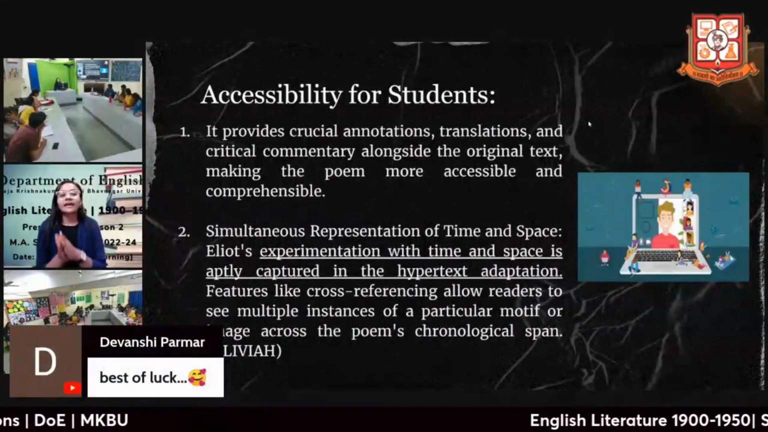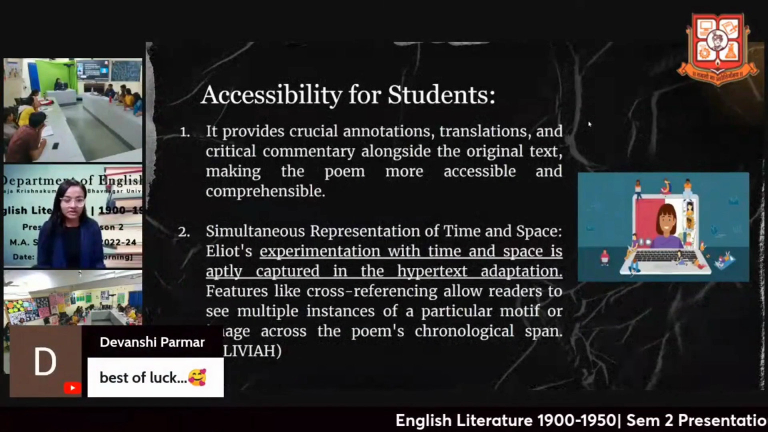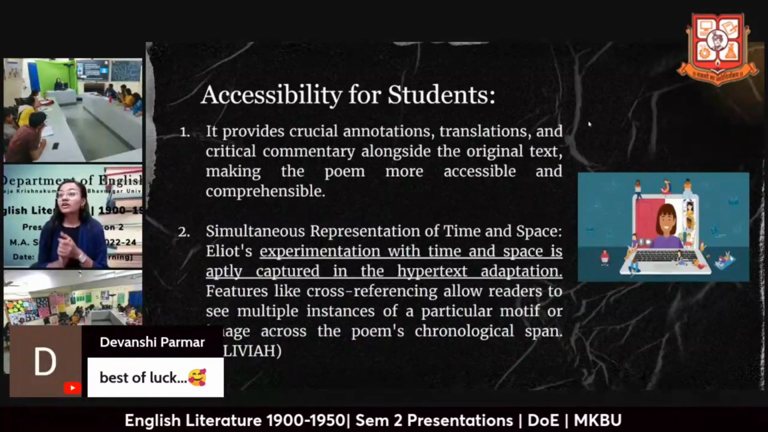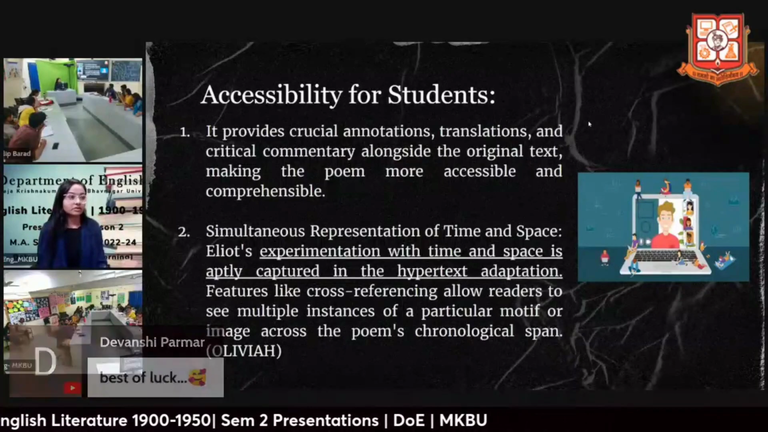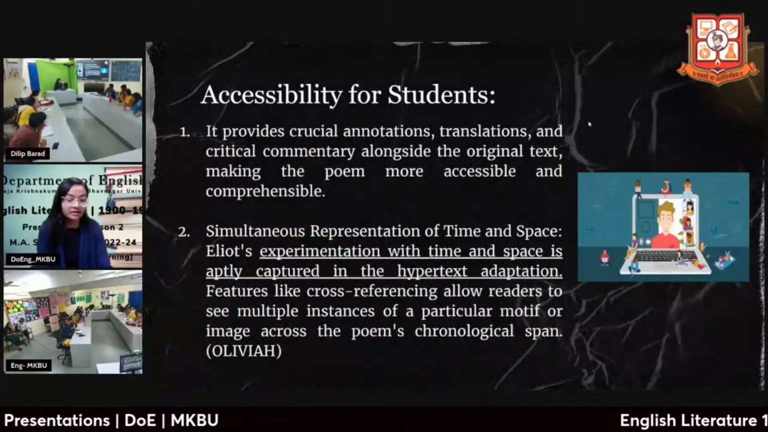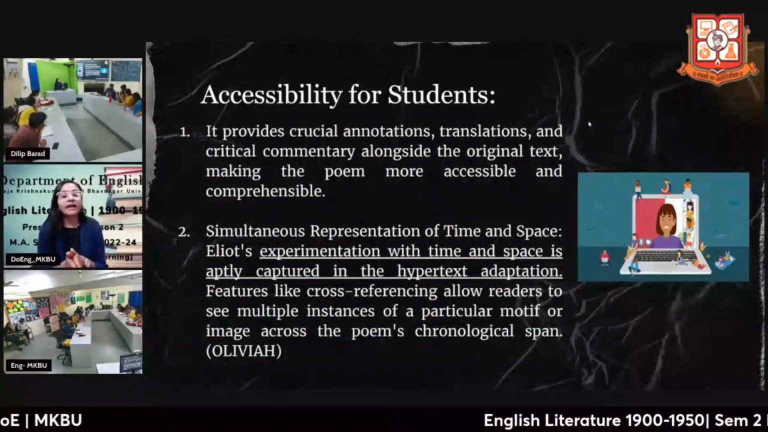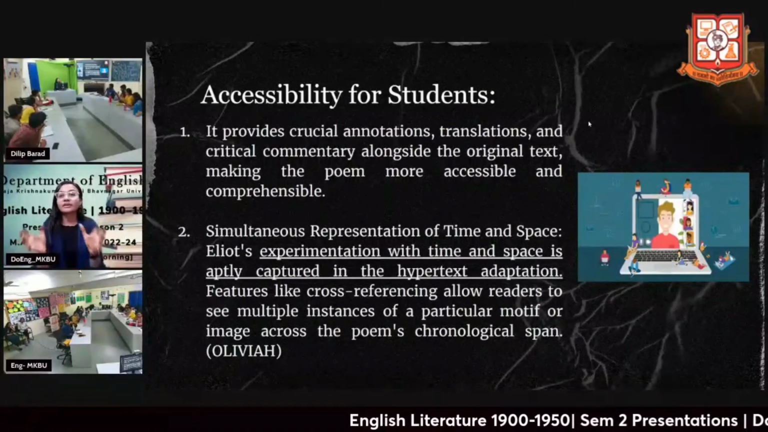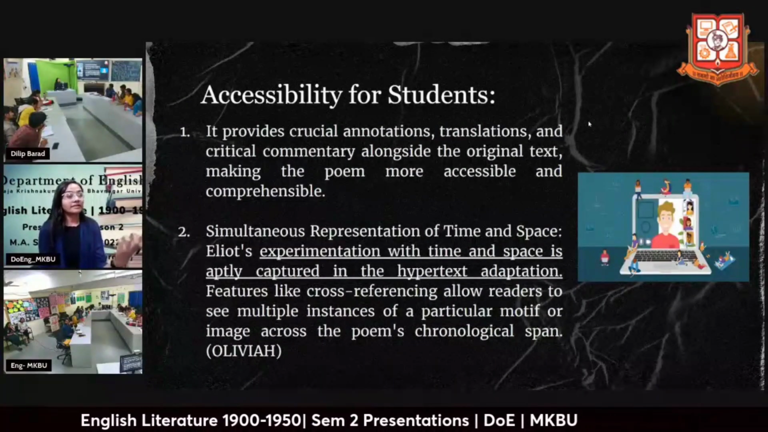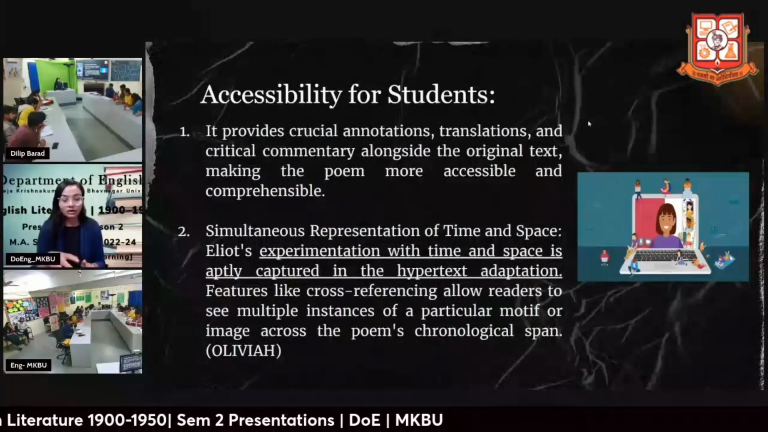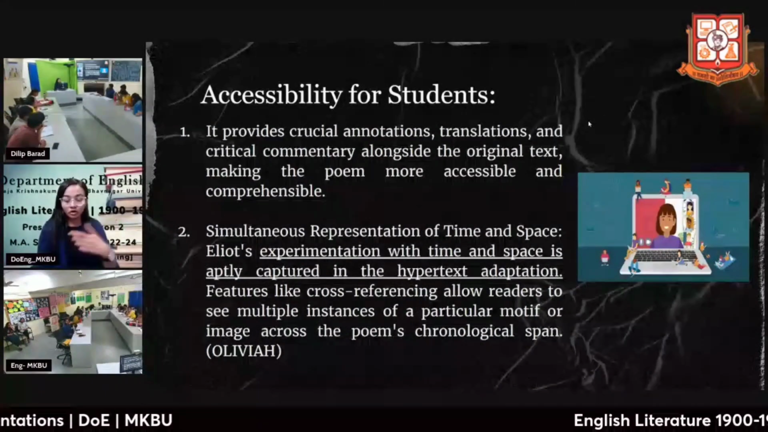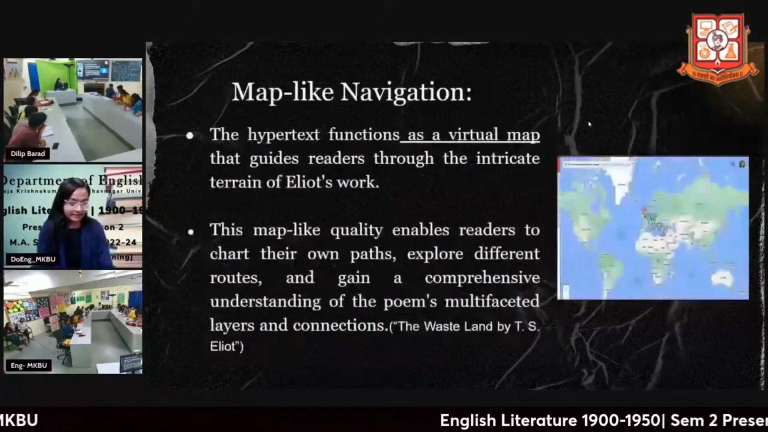Most importantly, it provides accessibility for students. It provides crucial annotations, which make it easier for students especially to grasp the complex poem The Waste Land. It also captures the experimentation with time and space which Eliot uses, and this hypertext adaptation has a similar kind of cross-referencing, which gives us motifs and a chronological span.